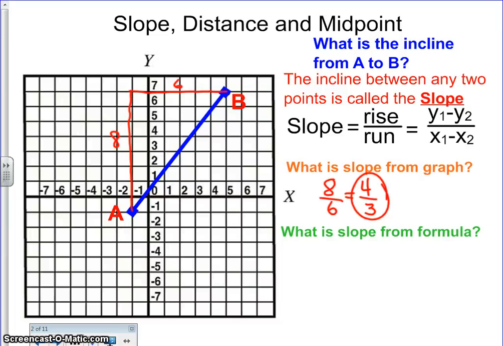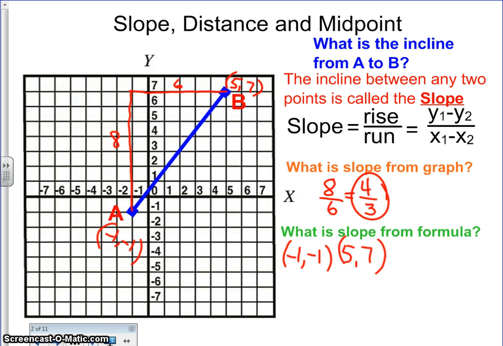The second part of this problem says, what is the slope from the formula? That really means, what if you didn't have a picture? Instead of having a picture, what if you were just told that the 2 points on the line were -1, -1, that's point A, and you were given the coordinates of point B, which is over 5 up 7, so the coordinates of point B is 5, 7.